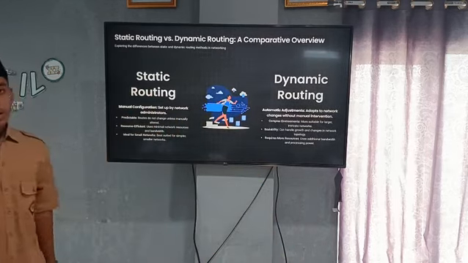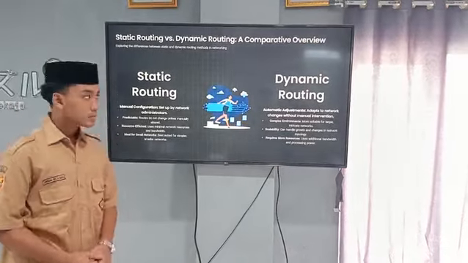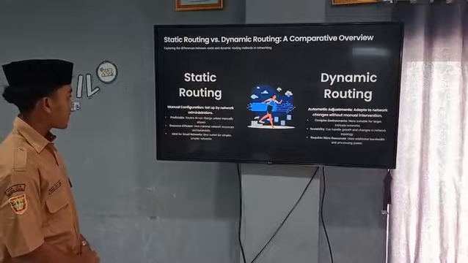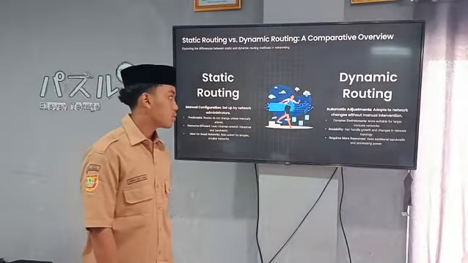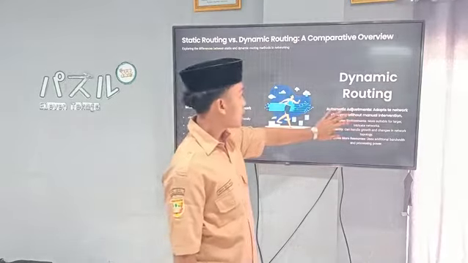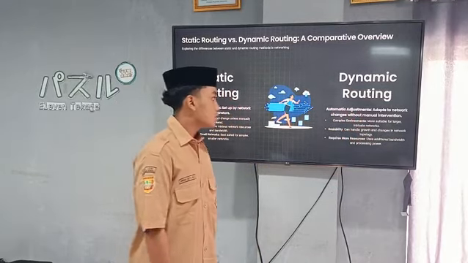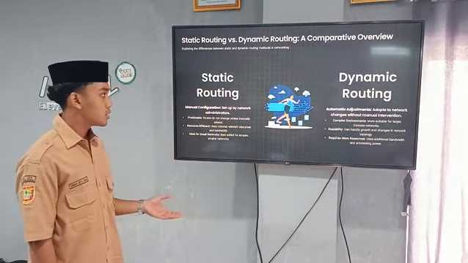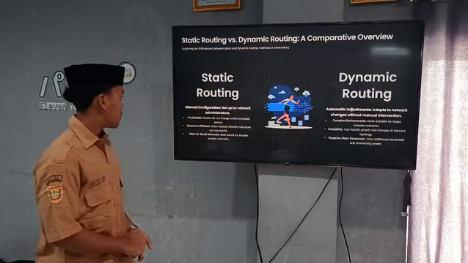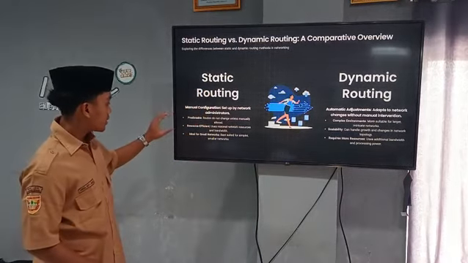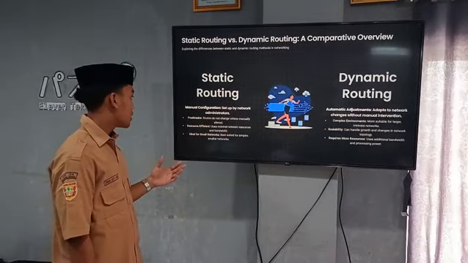So this is a comparative overview of static route and dynamic route. The static route is a manual configuration set up by a network administrator, and the dynamic route is an automatic adjustment that adapts to network changes without manual intervention. So it will change automatically if there is a new network. And the static route is predictable: routes do not change unless manually altered.